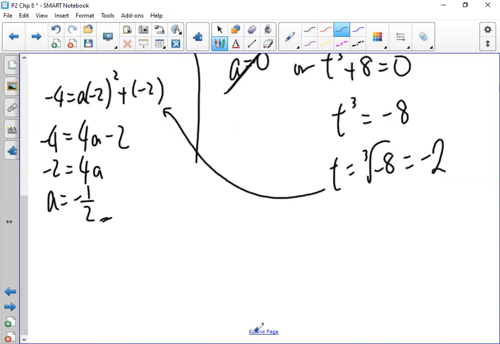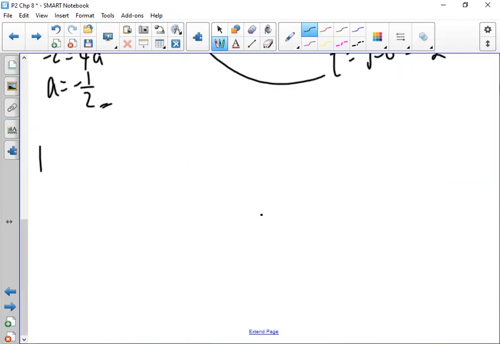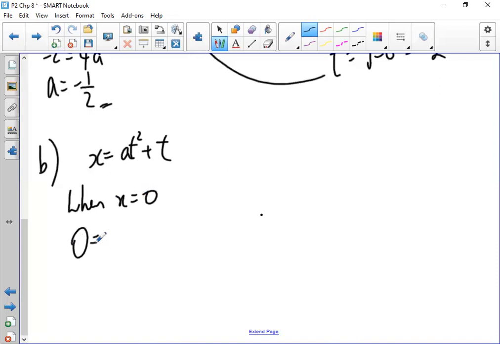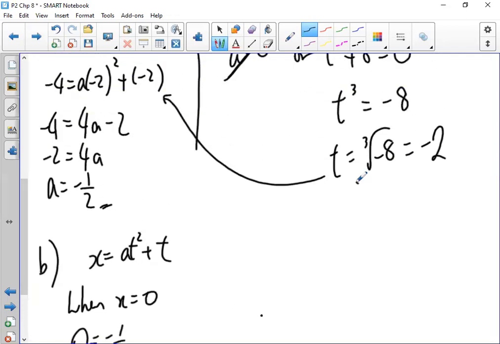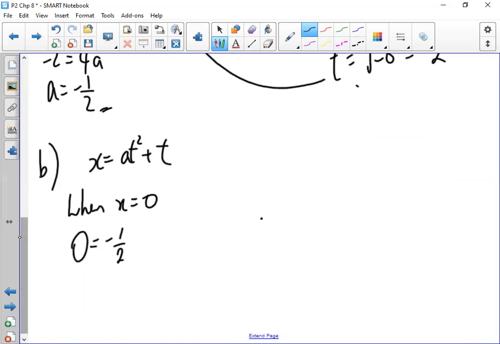So part B, let me rewrite the equation of x. So we are told x equals at squared plus t. When x equals 0, 0 equals a, we know it's minus a half. Now t, is t still minus 2? We found t is minus 2 previously. No, because remember what I said, t is a variable. T is different, depends on the context of the question. So t changes over time. So t is a variable, so we cannot make t as minus 2. a is a constant, so a will stay as minus a half. So minus a half t squared plus t.